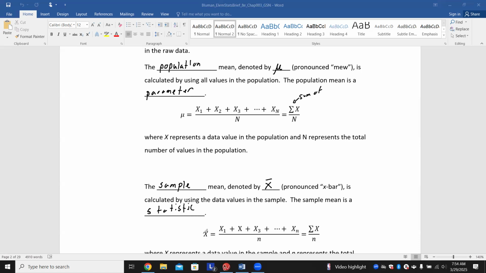So X bar representing the sample mean, you'll add up all the X's or the values in the sample, add them all up. So again, sum of, and then now notice here, we're going to divide by little n. Little n is going to represent the number of items or people in the sample. So capital N, the entire population, lowercase n, the population within the sample that we're looking at.